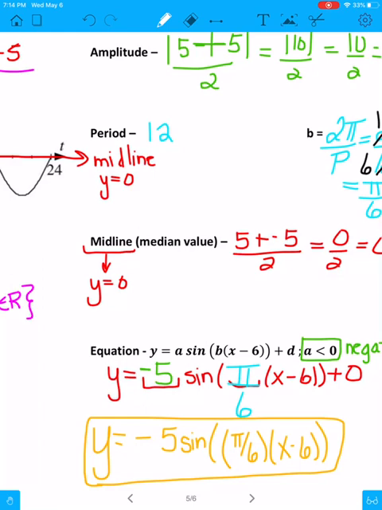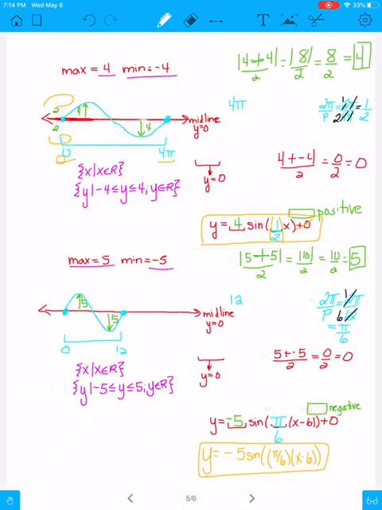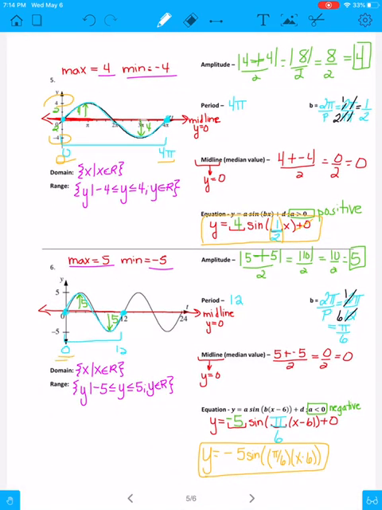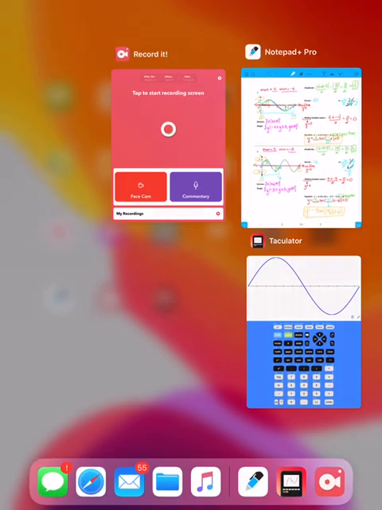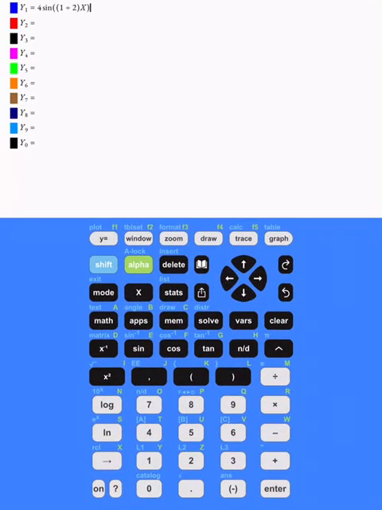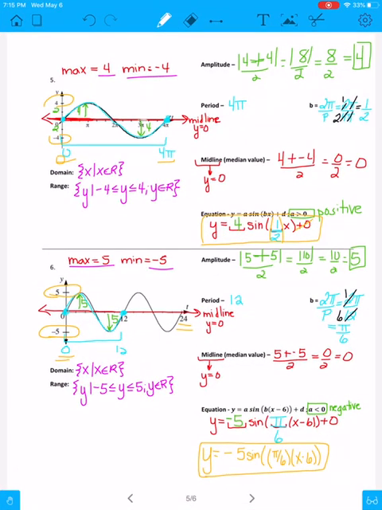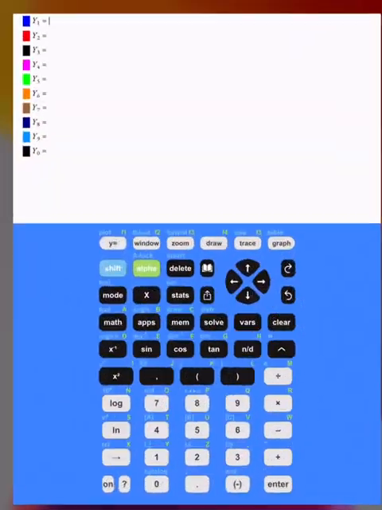Y equals negative 5 sine bracket pi divided by 6 x minus 6. Okay. And then we go to our graph. So we go from 0 to an x max of 24. Our y min is negative 5. Our y max is 5. So I'm going to go to my y equals. I'm going to clear it out. Which one were we on? I just got sidetracked because of Jack. Oh, number 6.